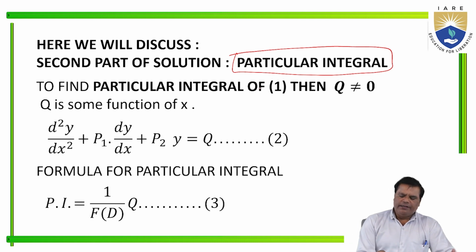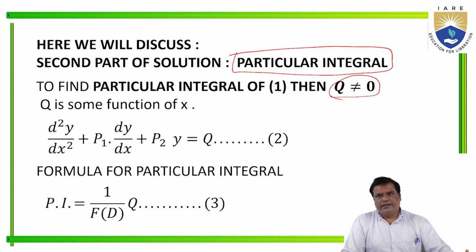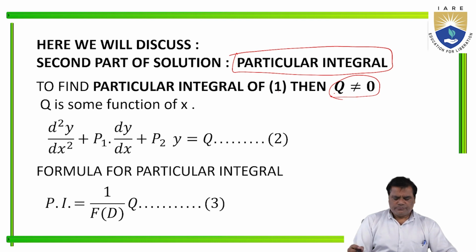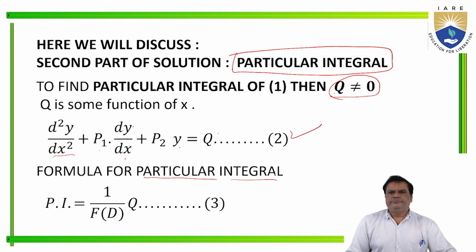To find the particular integral of 1, q is not 0. That is the must property. Q is not equal to 0 means q is some function given in our differential equation. If q is 0, then we cannot find the particular integral. So d2y over dx2 plus p1 dy dx plus p2y equal to q. This is equation 2. The formula for particular integral we write here.